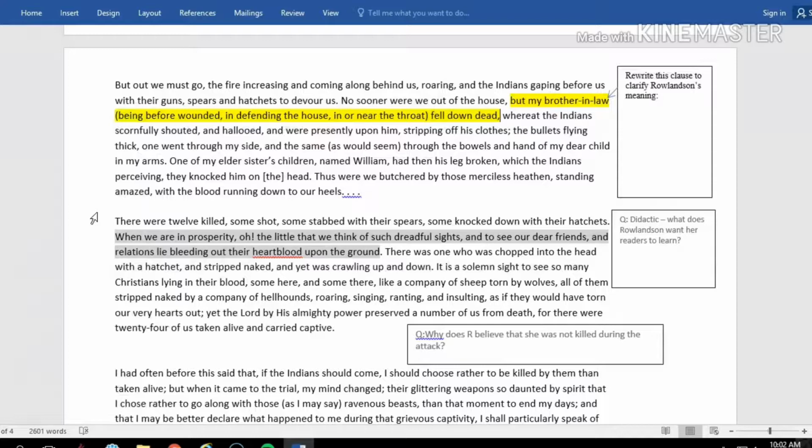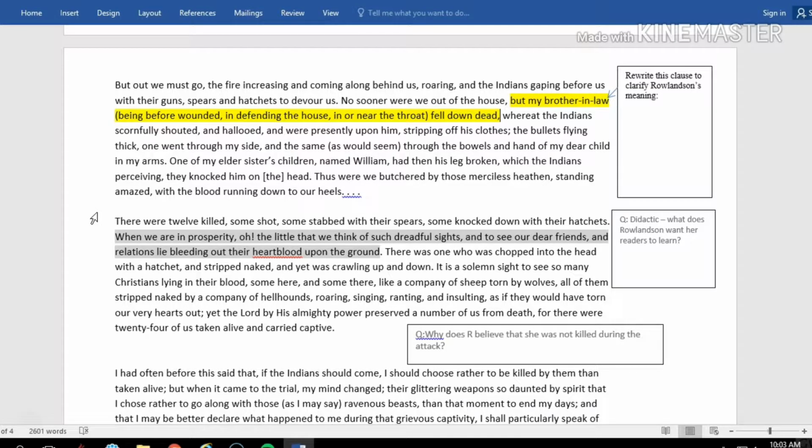and down. It is a solemn sight to see so many Christians lying in their blood, some here, some there, like a company of sheep torn by wolves, all of them stripped naked by a company of hellhounds, roaring, singing, ranting, and insulting, as if they would have torn out our very hearts. Yet the Lord, by his almighty power, preserved a number of us from death, for there were 24 of us taken alive and carried captive.